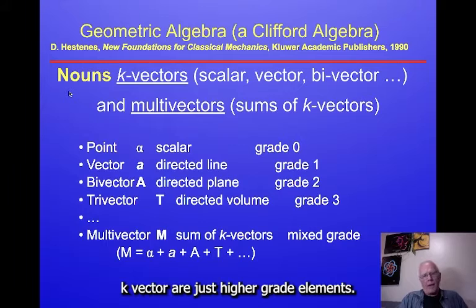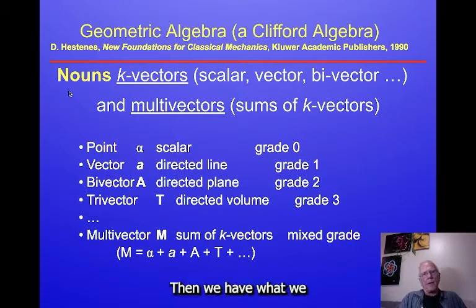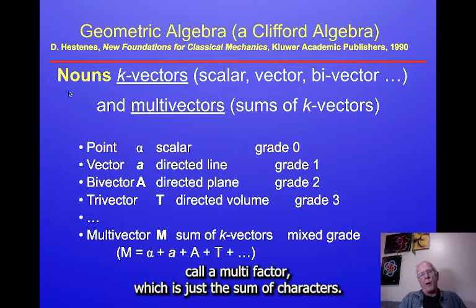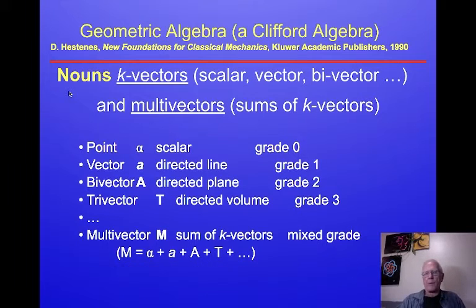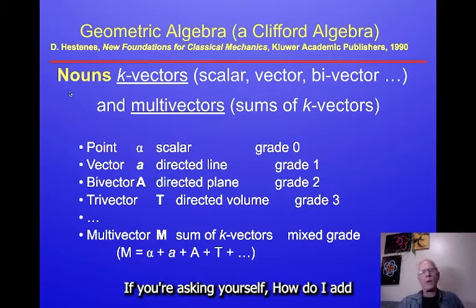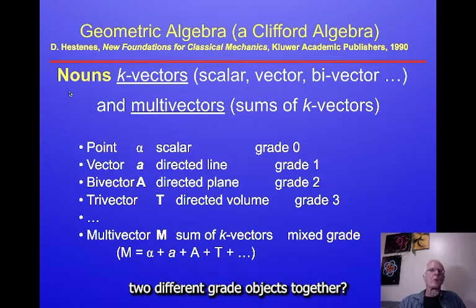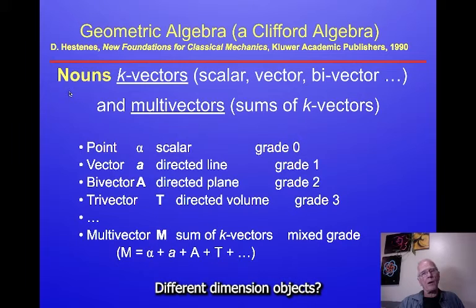Trivector, k-vector are just higher grade elements. Then we have what we call a multivector, which is just the sum of k-vectors. So we're going to be able to add all of these different grade vectors together. If you're asking yourself, how do I add two different grade objects together, different dimension objects, it's a good question. We'll come to it.